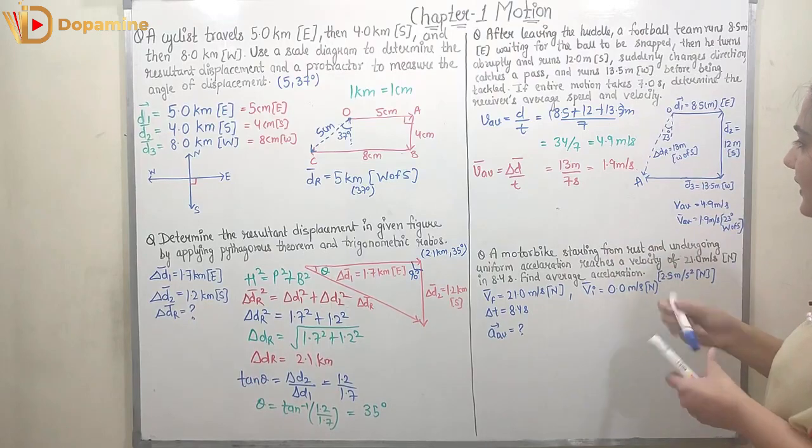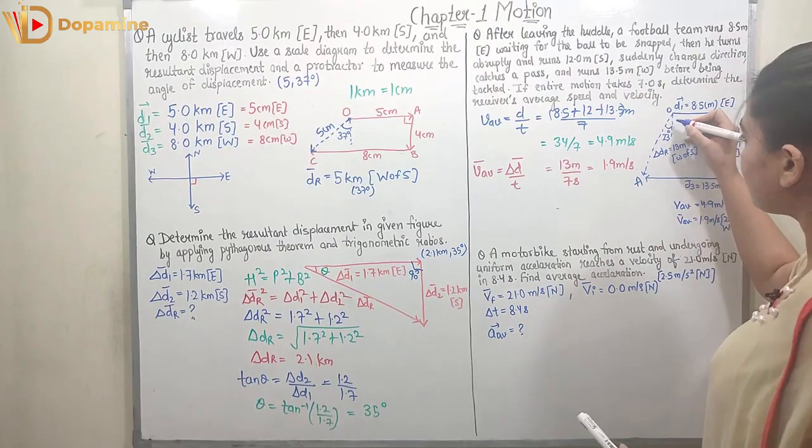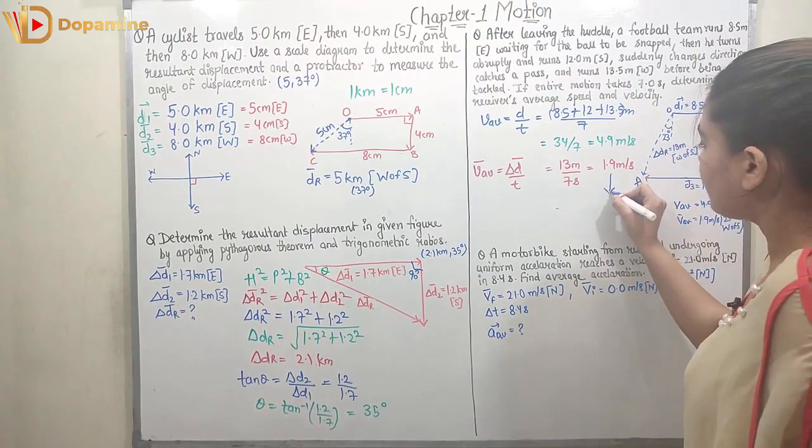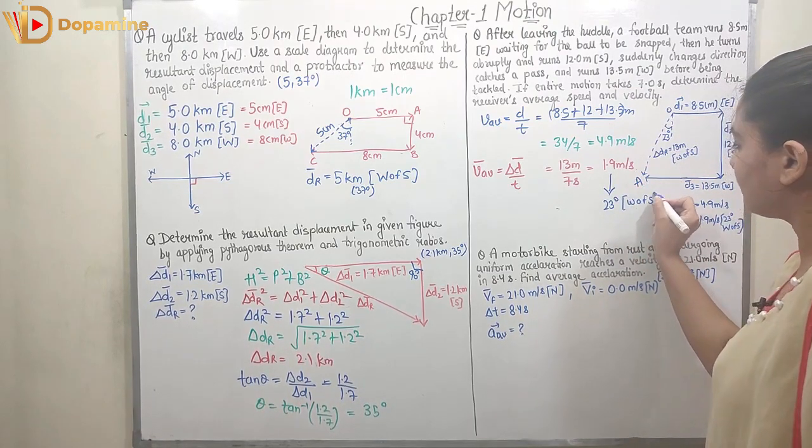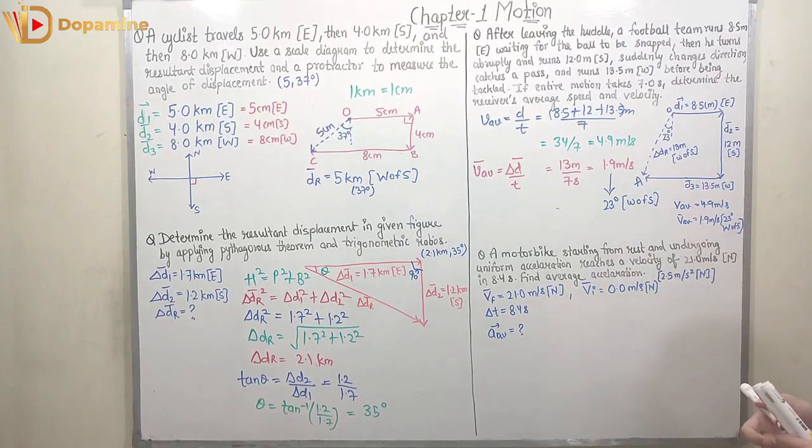Now we have to see the direction as well. The direction we can find with the help of a protractor. We will have the direction 23 degree west of south, right? So this is how we can find the direction as well.